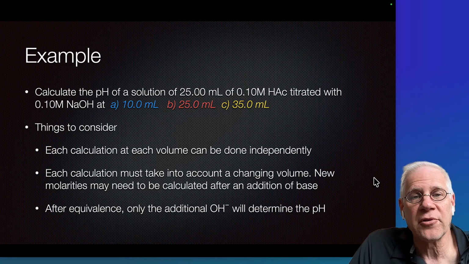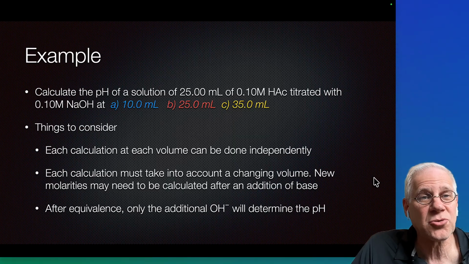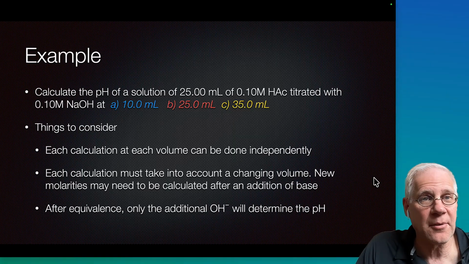And then after our equivalence point, so after that 25 milliliters, the only thing that's really going to determine the pH is the additional OH⁻ from the strong base that you're adding. You do get a small base contribution from the conjugate base of the weak acid, but as we'll see, its contribution is going to be extremely small compared to the added strong base from the titration.